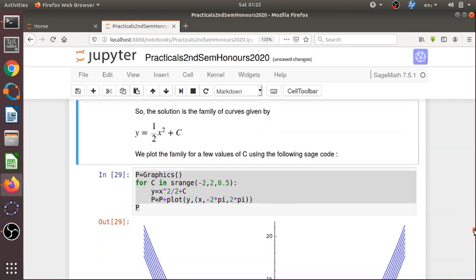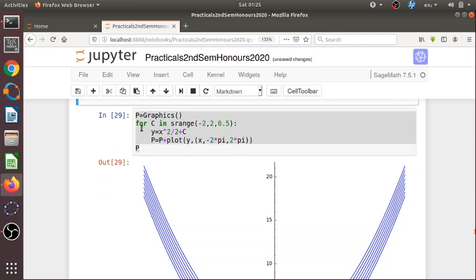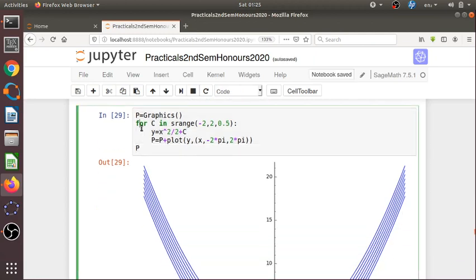Right? It's a family of parabolas. So we'll plot the family for a few values of c using the following code. This also we have done in the first semester, how to plot a family of curves. So we have to use a for loop here. Many of you are not clear with the loop structure. Whenever we write this for c in the range, this structure is called a loop structure.